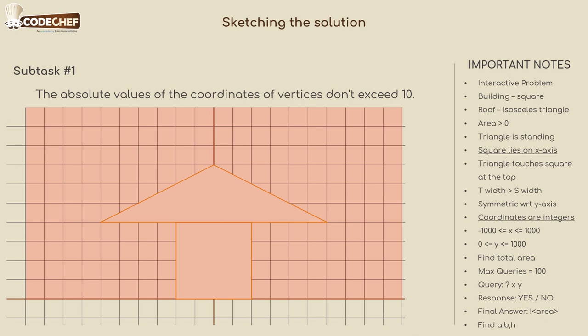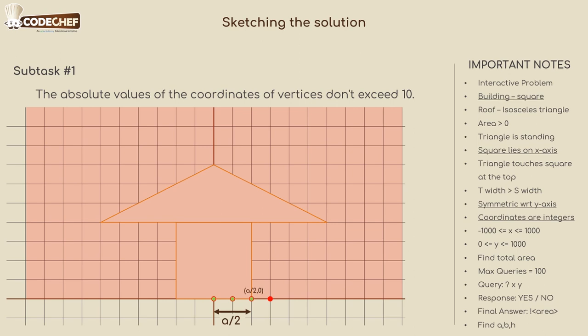We will iterate the point from 0, 0 to 1, 0 till we find the first no. Now it is also given that the figure is symmetric with respect to the y-axis, so the length will be A by 2 because the same will be on the left side of the y-axis. This point will be A by 2, 0.